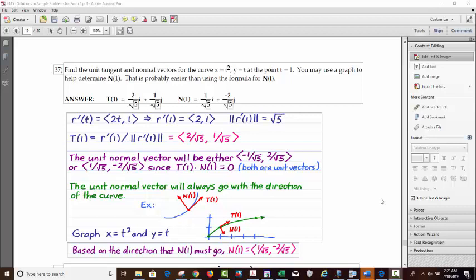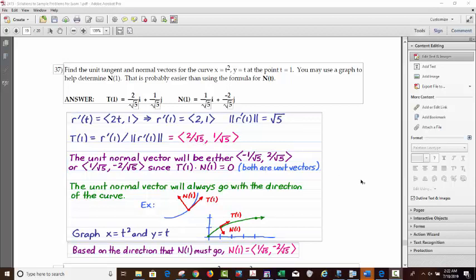But anyway, what we're going to do is find T of 1, the unit tangent vector at 1. So here's your r of t, which is t squared comma t. So the derivative would be 2t and 1. Then evaluate that at 1. It'll be 2, 1. And then the magnitude, because we have to make it a unit vector, r prime of 1 will just be the square root of 5, 4 plus 1. So your unit tangent vector at t equals 1 will be r prime of 1 divided by the magnitude of r prime of 1, and that gives you 2 over root 5, comma 1 over root 5.